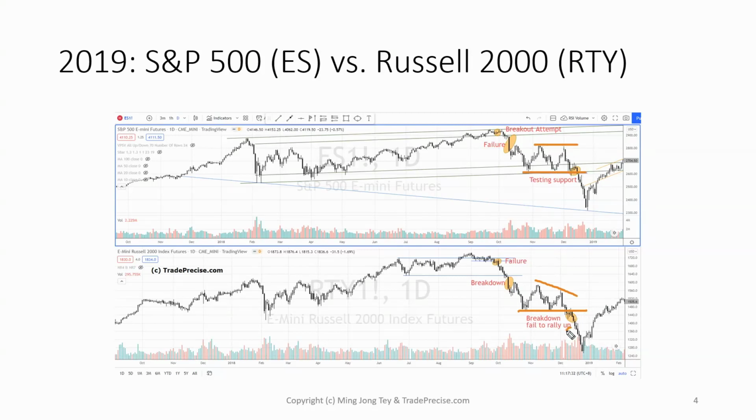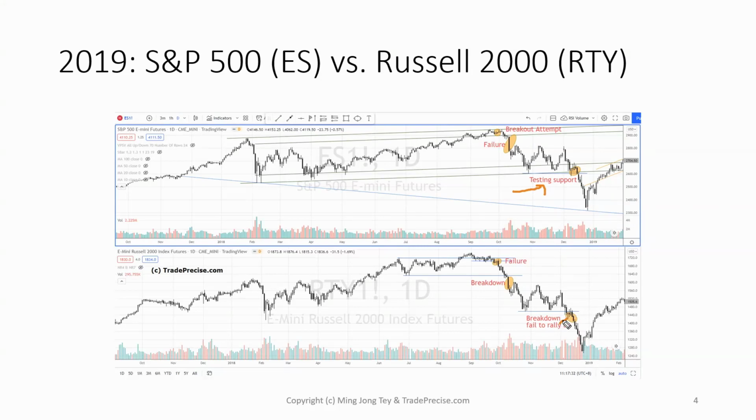Look at this part here. So just probably 1 or 2 weeks prior to Christmas, the Russell 2000 actually experienced a breakdown, while the S&P 500 is pretty much holding up well and is sort of testing this support level. So it's testing a support versus there's a breakdown here. So there's a breakdown. Look at this.